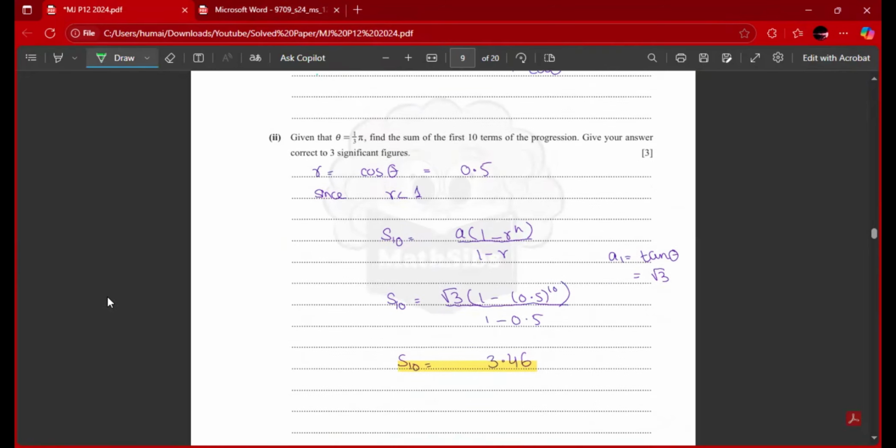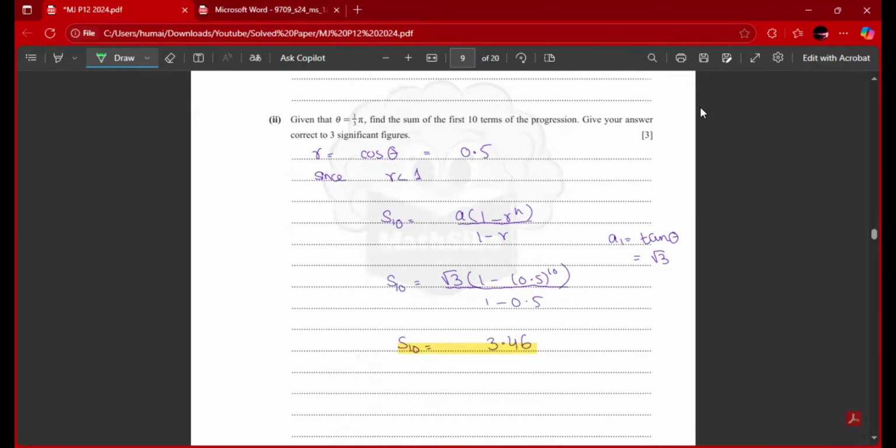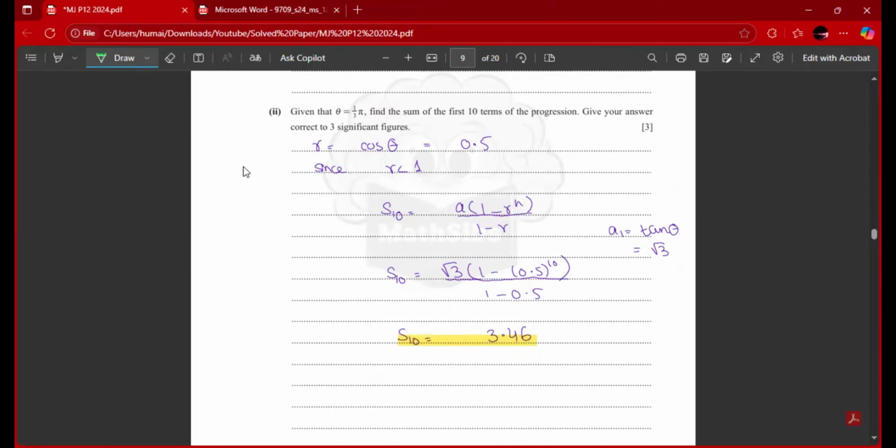Now we are given the value of theta. We are supposed to find the sum of the first 10 terms in the geometric progression. So first we have to find our value of r, which is cos theta. Putting 1 over 3 pi, which means 60 degrees. You could convert the radians into degrees, but actually you have to keep the answer and everything in radians, so I think it's not a good thing to do that. r is equal to cos theta. Taking 1 over 3 pi in the calculator, we get 0.5, which is also equal to 1 over 2.